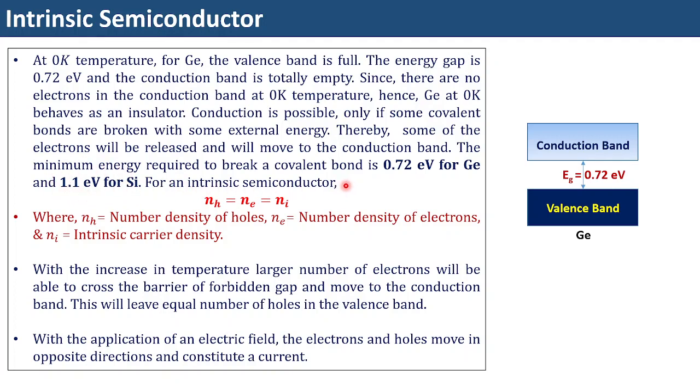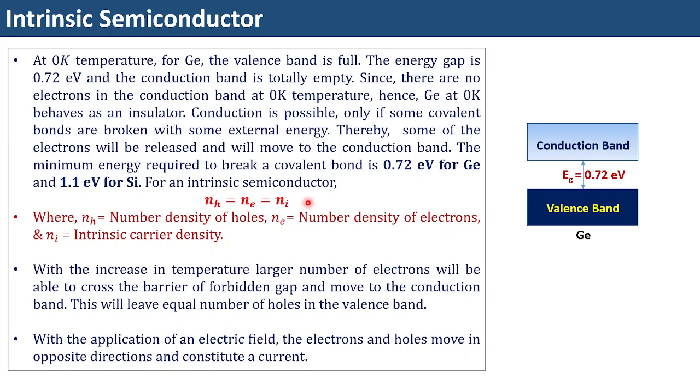So for an intrinsic semiconductor, the number of holes must be equal to the number of electrons, which is ultimately equal to the intrinsic carrier density, n_i. This is something very important. Since the number of holes and the number of electrons are the same, you need not call them separately as the number of electrons or the number of holes present in an intrinsic semiconductor.